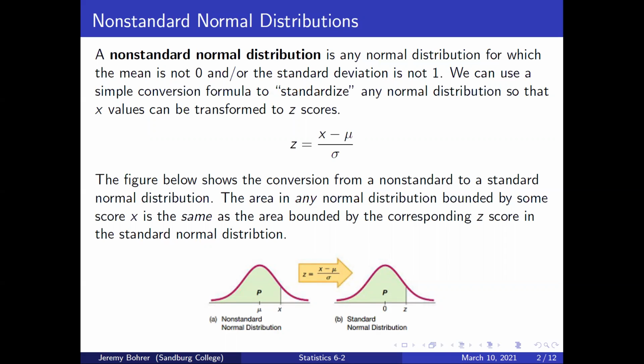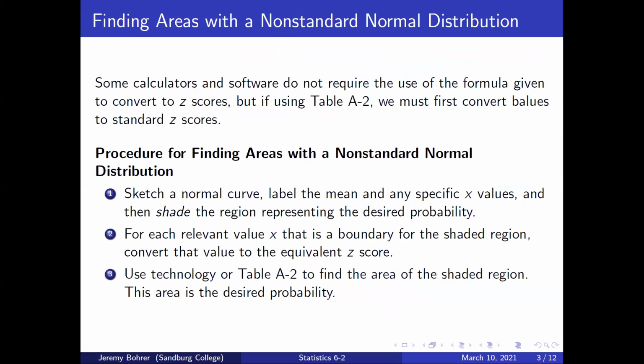The area in any normal distribution bounded by some score x is the same as the area bounded by the corresponding z-score in the standard normal distribution. Some calculators and software do not require the use of the formula given to convert z-scores, but if using table A2, we must first convert values to standard z-scores.